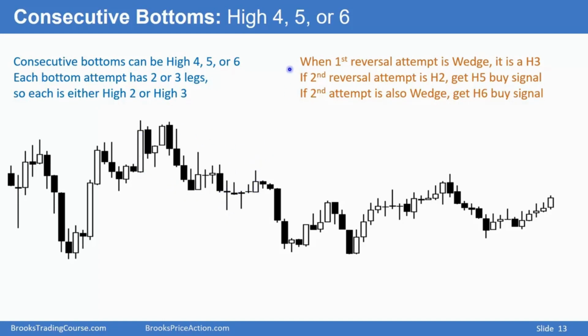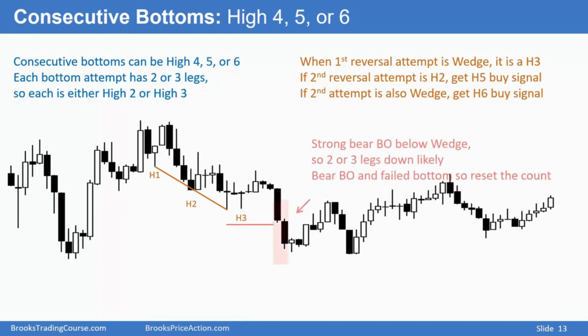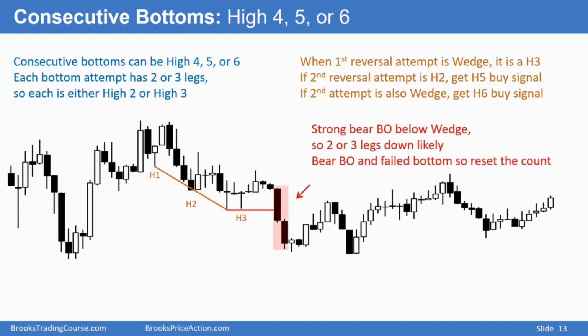The bulls expected a resumption up. Instead, they got a bear breakout. And then we have a second complex bottom. You can call it a wedge. You can call it a high 1, high 2. Doesn't matter. It's an attempt at a bull flag.